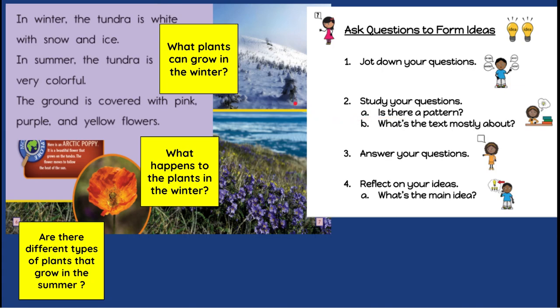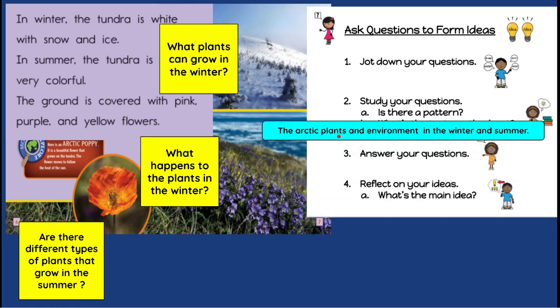So after noticing the pattern about my questions, I noticed that I'm asking a lot about plants, and I'm asking a lot about them in the different seasons. So the pattern I am noticing is that the text is mostly about the Arctic plants and environments in the winter and summer. Now I'm going to go back and try to answer my questions, to help me get a better idea about the main idea of this text.